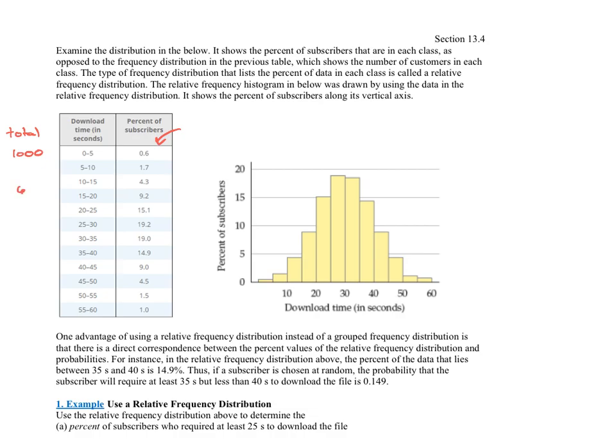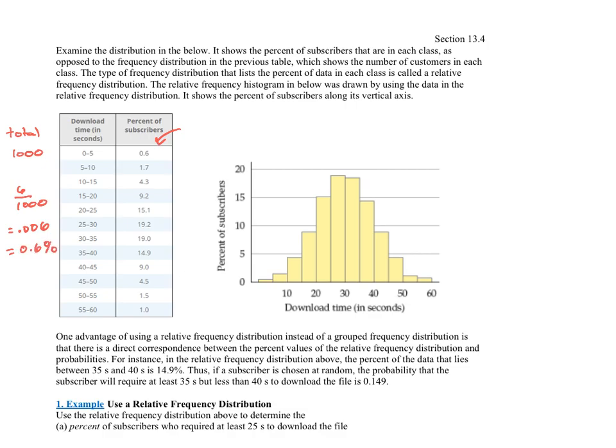So for instance, if I do 6 divided by 1,000, that's 6 people took 0 to 5 seconds. If I do 6 divided by 1,000 in my calculator, I get 0.006, okay? But that is a decimal version. I need to convert that to a percentage. So I take that number and convert it to a percentage by multiplying by 100, or just use the percent conversion on the calculator. And that's where I'm getting the 0.6%.